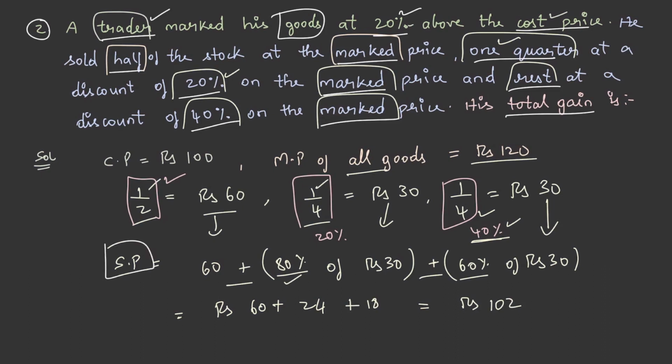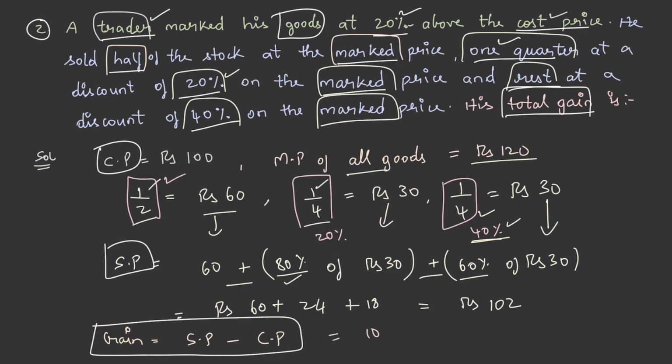We have got the selling price and we know the cost price. It's asking for the total gain. What is the formula for gain? Gain is equal to selling price minus cost price, isn't it? So this is equal to 102 minus 100. So his total gain is 2%. This is the answer. Hope you are clear with the calculation of profit percentage.